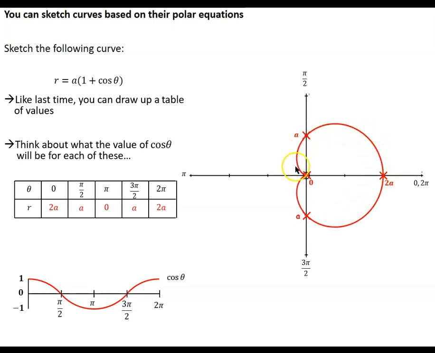I have this shape here, which is called a cardioid. Cardio relates to the heart, because this looks like kind of a heart shape on its side here.